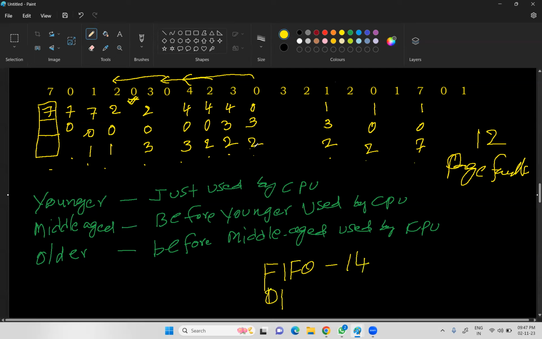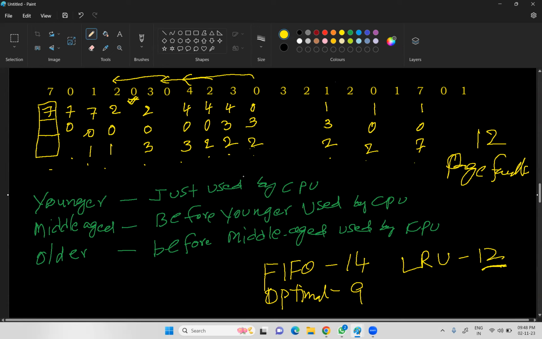So optimal has produced 9, whereas LRU has given 12, which is intermediate between FIFO and optimal. Of course, optimal is very good enough, but the reference string must be always a static one. If any dynamic kind of real-time programs or real-time processes are being run, optimal is not supported. So therefore, LRU is supposed to be used.